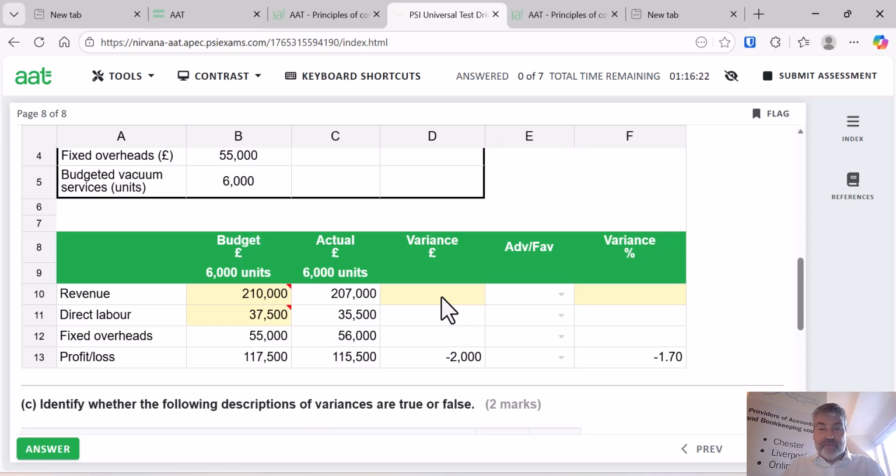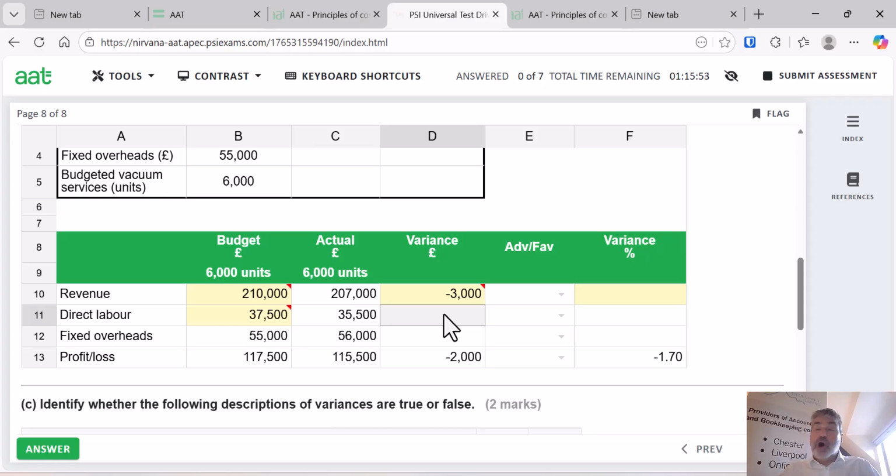So just pop that formula in then. So equals C10 minus B10, and that will give me a £3,000 variance. The leading negative tells me that it is indeed an adverse variance. Okay, well, let's just drop down this particular column and calculate the other variances, again being careful about the sign.